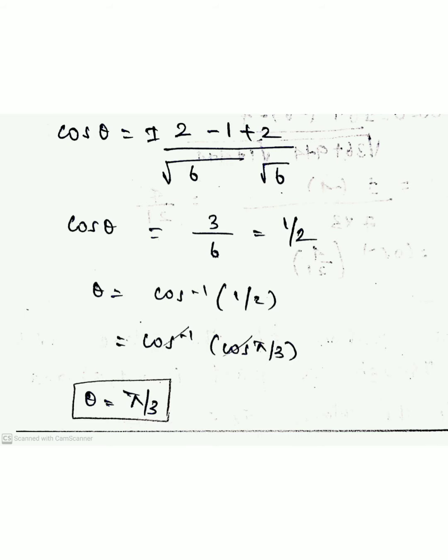Theta = cos inverse of 1/2. You know that cos inverse of 1/2 equals pi by 3. Therefore theta = pi by 3, which is the required angle between the two given planes. Clear all of you?